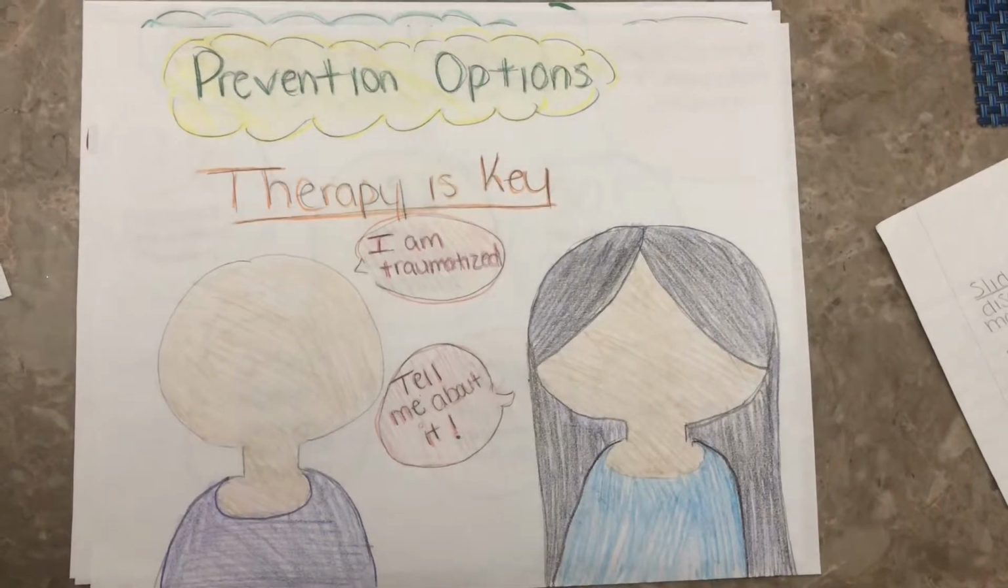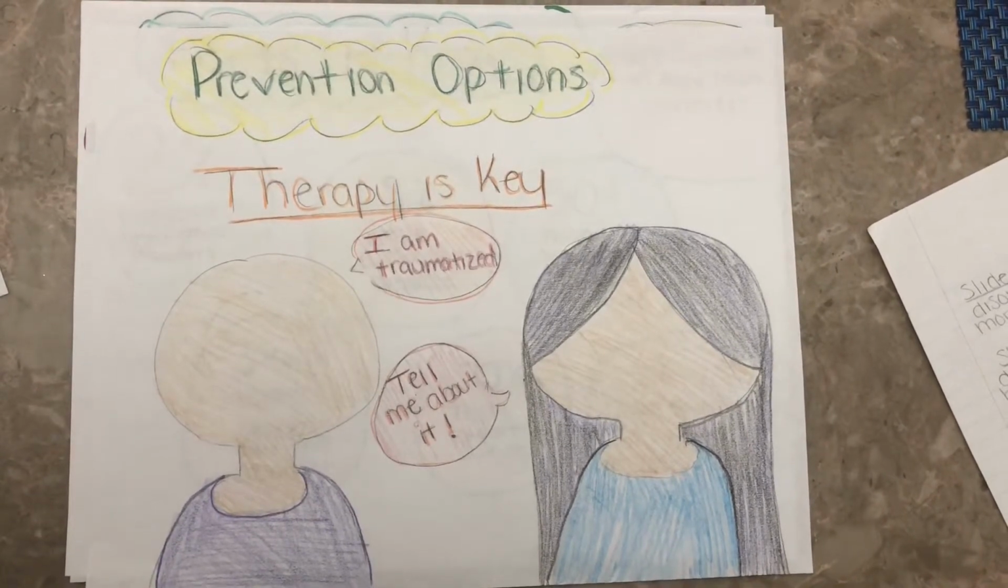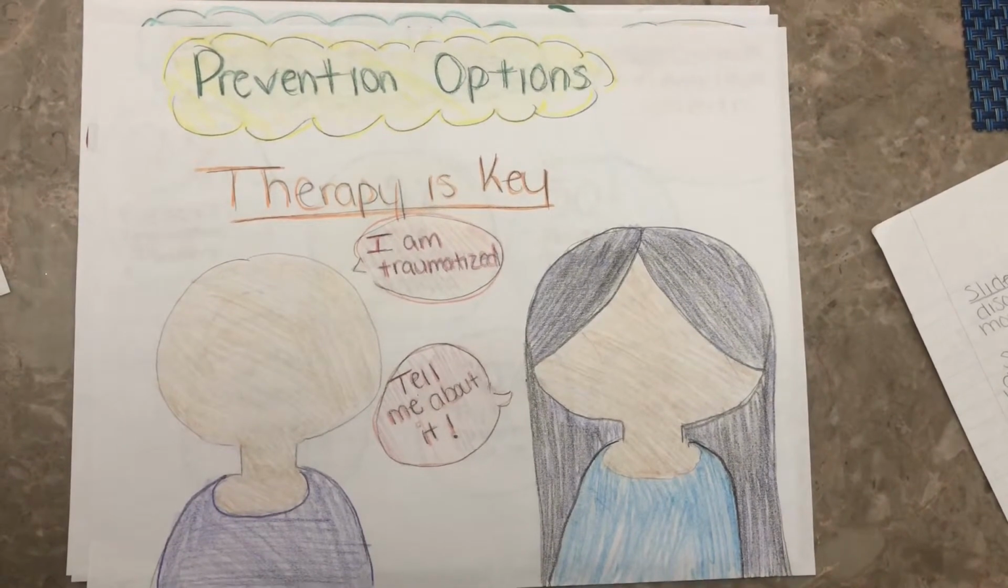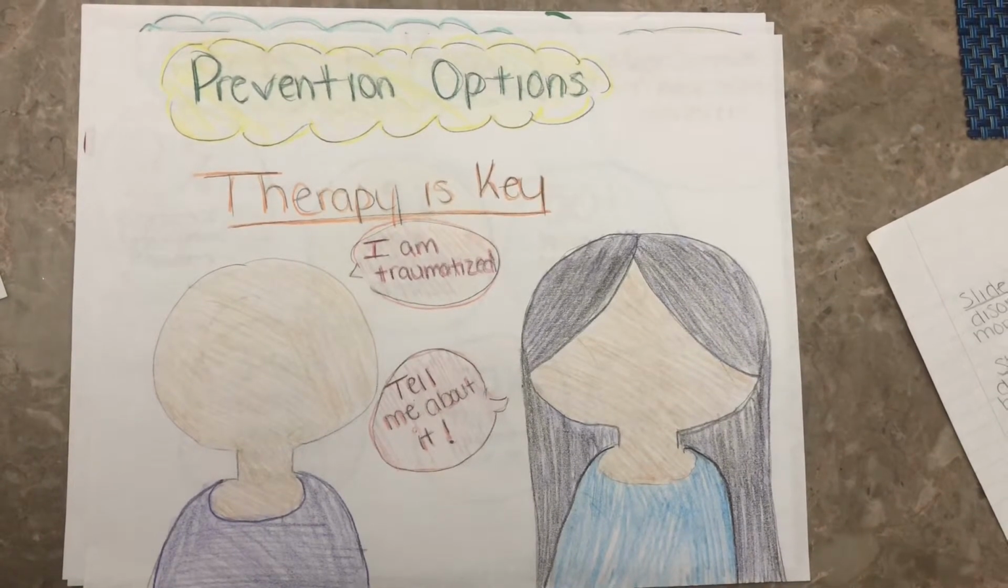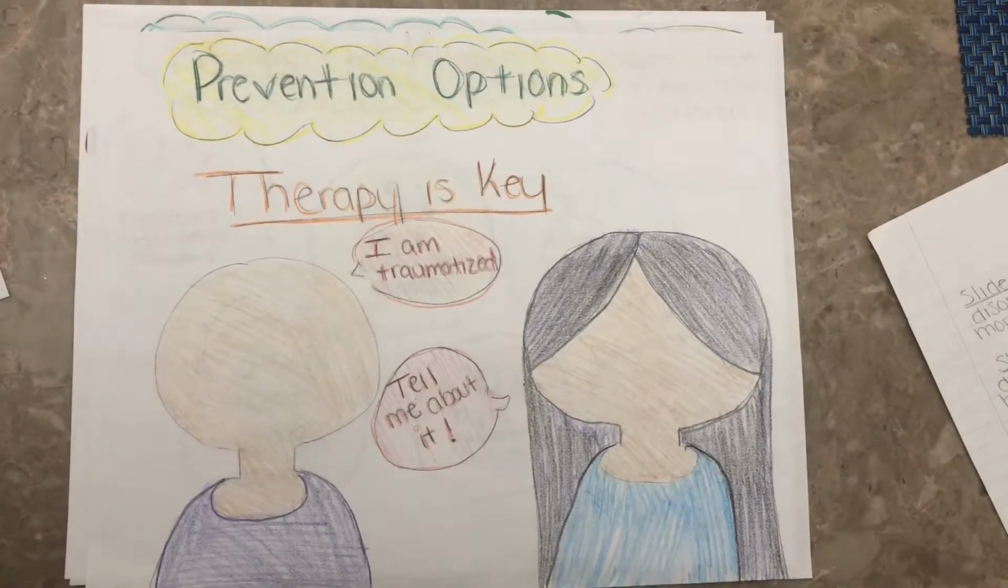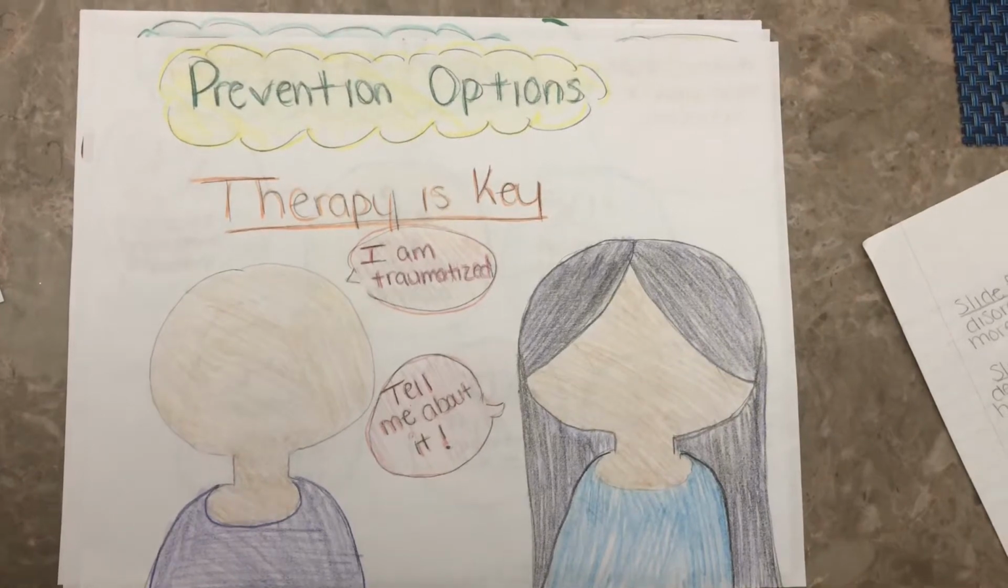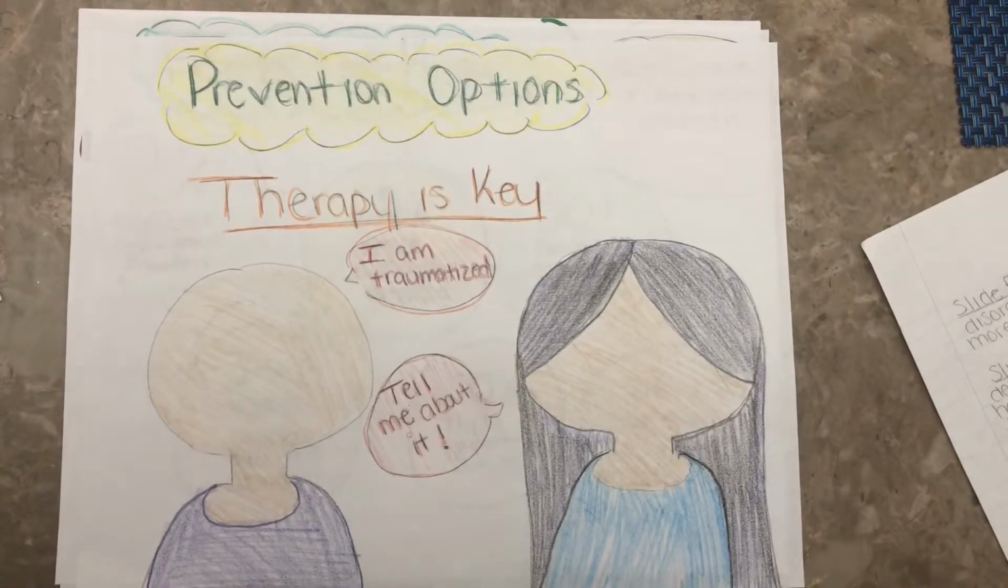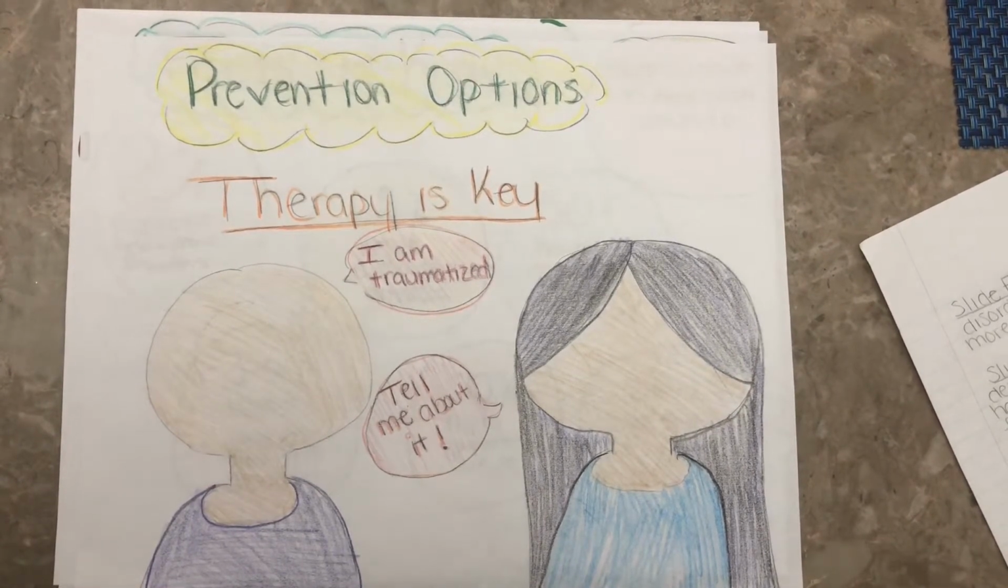Prevention options for these disorders include talking to a trusted individual about the trauma. The person causing the abuse should seek help, and a child should get help right after a traumatic event.